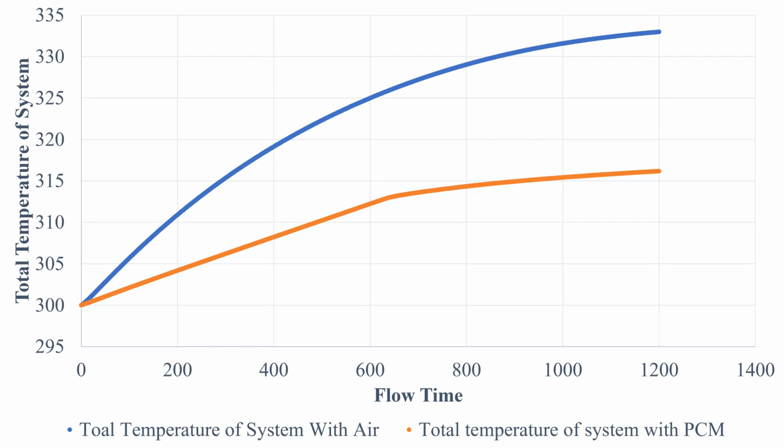So this represents the total temperature of the system with PCM and without PCM. You can clearly see how the system temperature is affected by using the PCM, and second one if it is being used with air, we can see comparatively higher temperature on the other side.